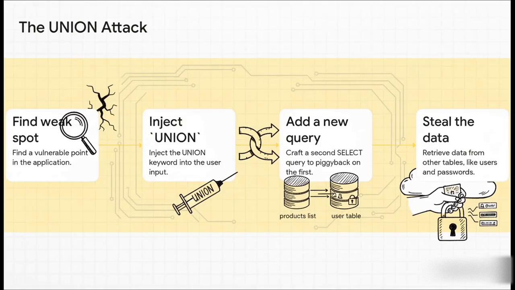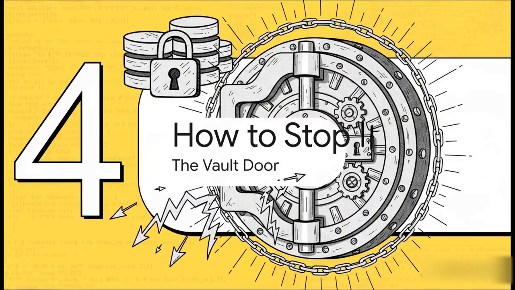And believe me, it gets even more advanced. With something called a union attack, an attacker can actually piggyback a whole second secret query onto the first one. It's like asking the database for the list of products and at the same time telling it to merge, or union, that result with the entire user table, giving them a list of all the usernames and passwords in one go. Okay, so this seems incredibly powerful, almost unstoppable. So how do you defend against it? How do you build a vault door that can't be picked like this? Well, fortunately, the solution is just as powerful.